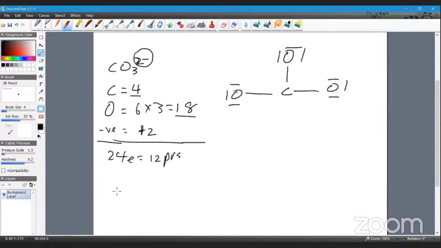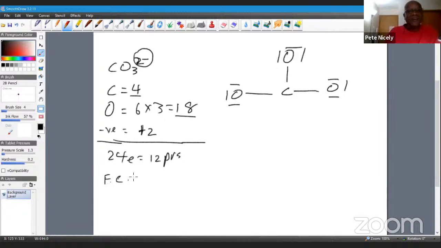So the next step would be what? To find the charge? The formal charges, right? So let's do the formal charge for carbon, firstly. So that would be equal to what?